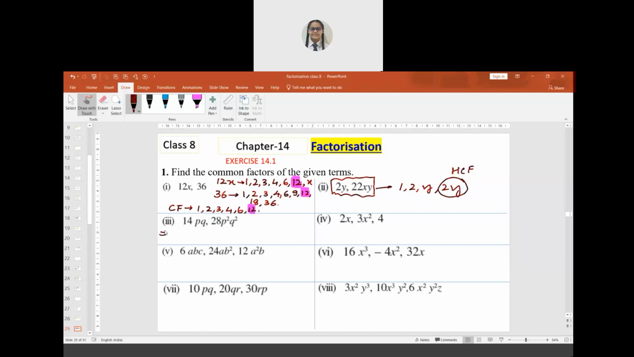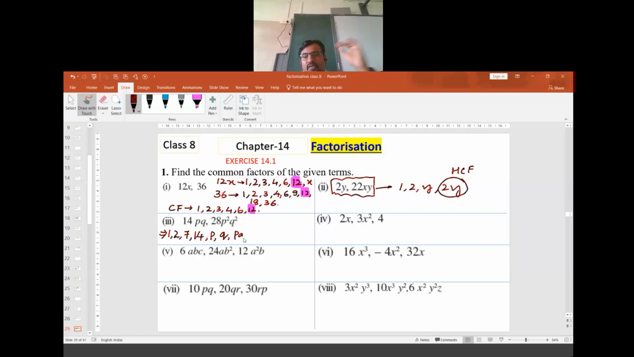In this, now tell me the common factors. 1 is a common factor. 2 is a common factor. 7 is a common factor. 14 is a common factor. P, Q, and PQ. It is divisible by 14PQ, right? Yes, 14PQ.